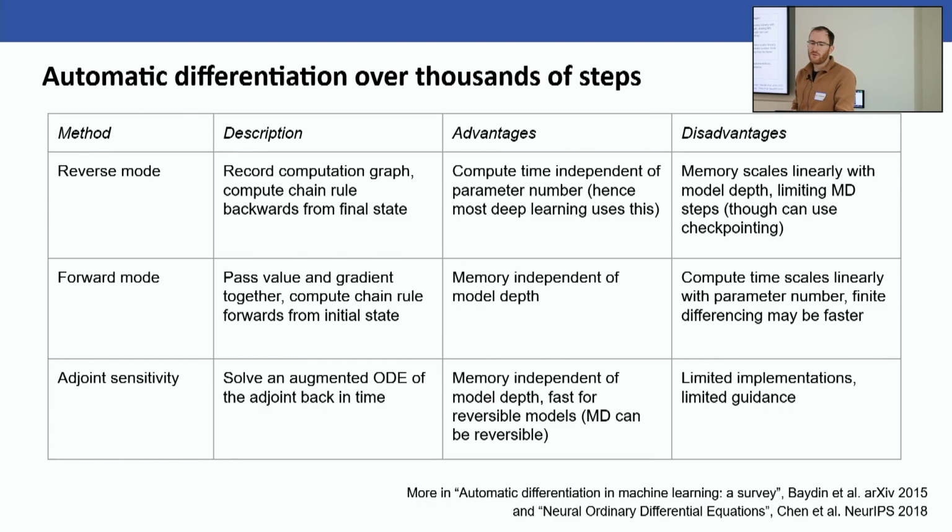But the big disadvantage with reverse mode over millions of steps, and anyone who's tried to train a really deep recurrent model will know, is that you do run into memory problems. And there is a kind of third way for these physical simulation methods, or for anything which is a differential equation, which is the adjoint sensitivity method, where you can solve an augmented ODE back in time. And I think that's very promising. I think that may eventually become the way to do this, but at the minute there's very limited implementations and guidance of that, specifically in the area of physical simulation.